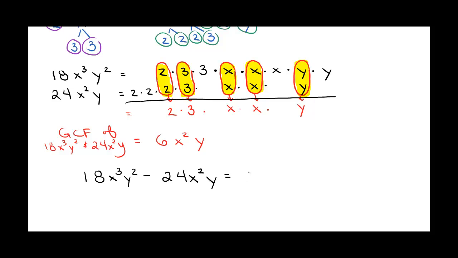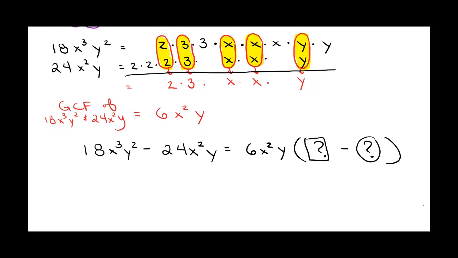And I'm going to set it equal to what it's going to look like factored out. It's going to look like 6x squared y times the quantity of some term minus another term. Now these two terms are going to be different terms. Why don't I show that by making one a box and one a circle. I need to find those two terms that are going to be left over once I factor out the 6x squared y. So I'm going to show step by step how you would find these leftover terms.